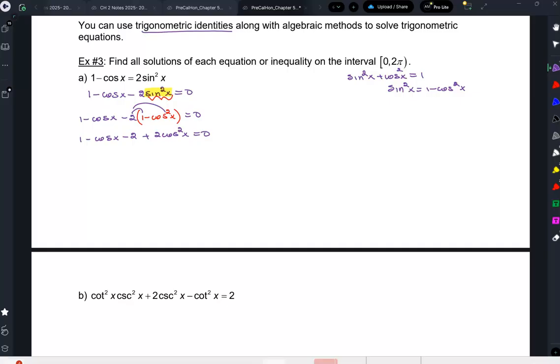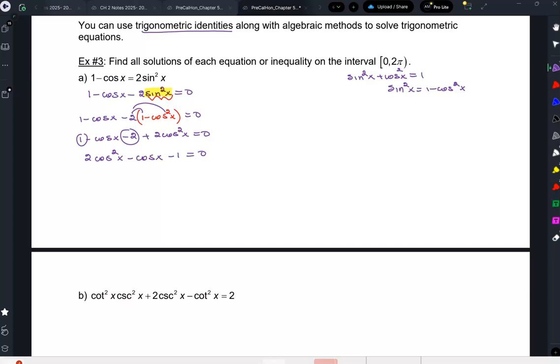Now, 1 minus 2 is negative 1. So let's just write this in standard form. So this is 2 cosine squared x, minus cosine x, minus 1 equals 0. I'm just rewriting it in better order. Okay?